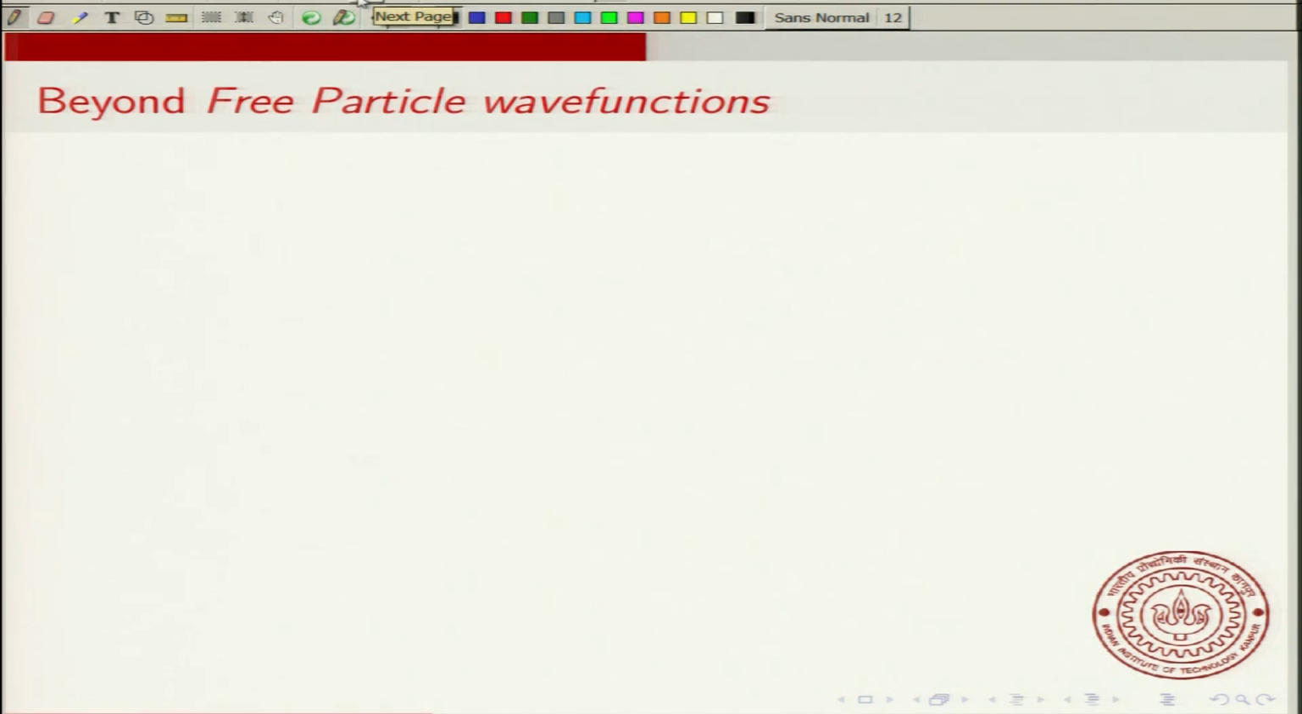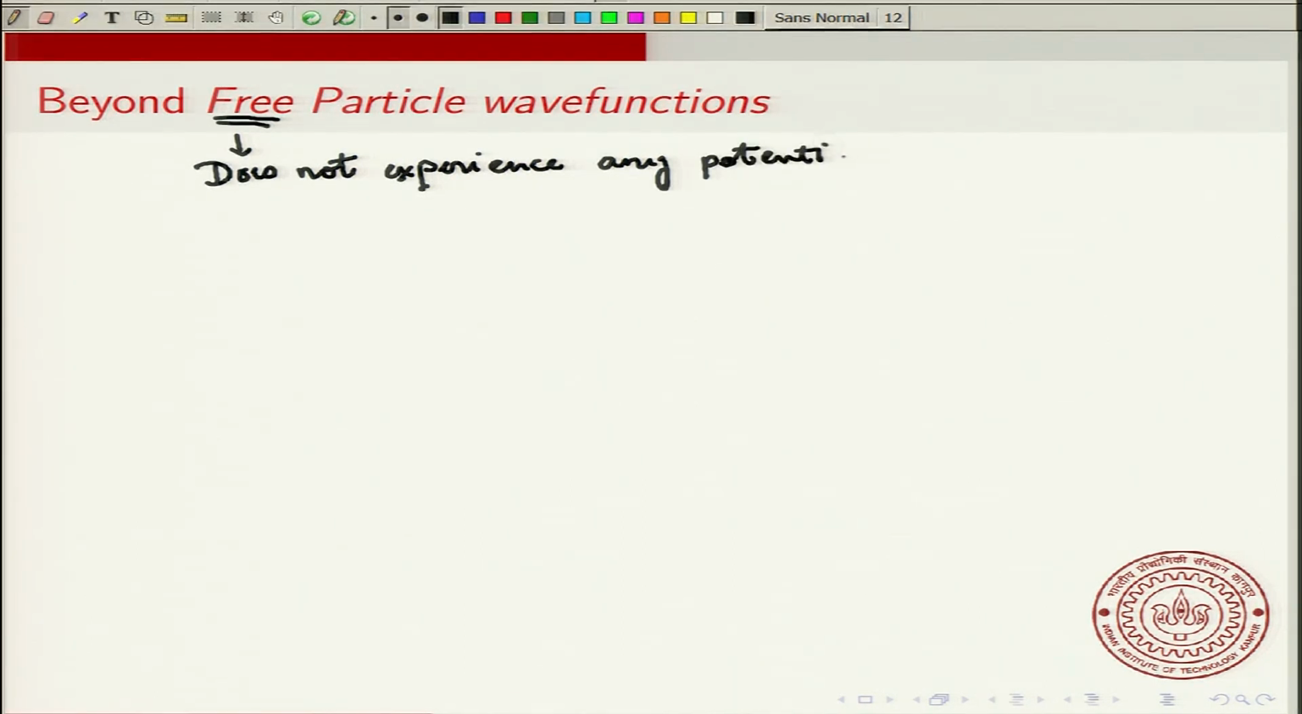Now what did we mean by free particles? Free in what sense? It is free in the sense that it does not experience any potential except the confining one. So, that is what we meant by free particles.